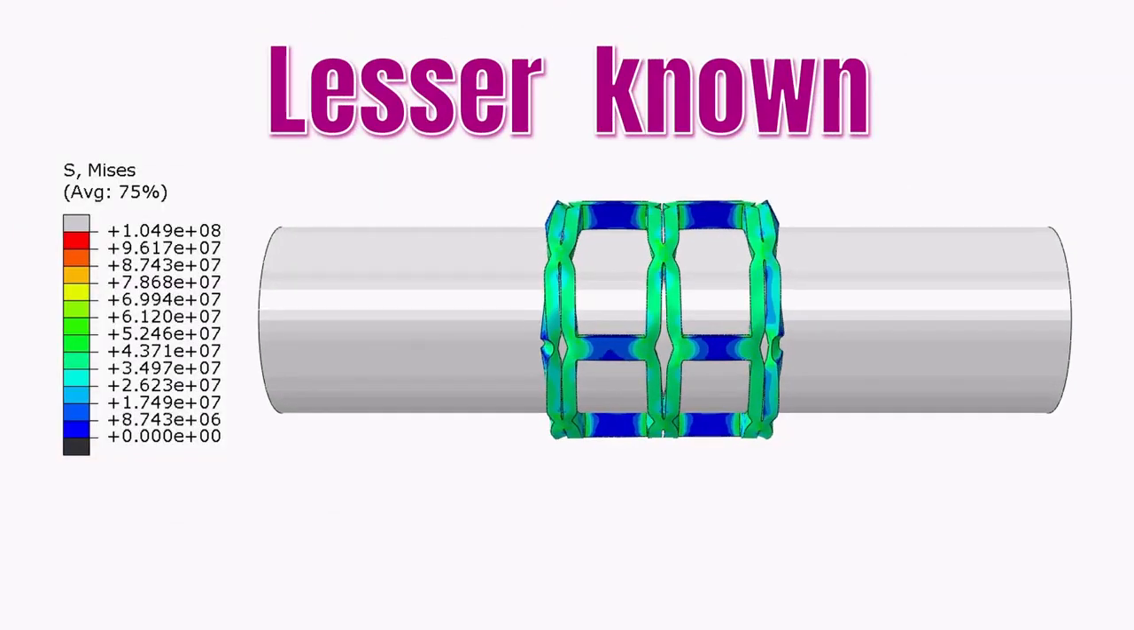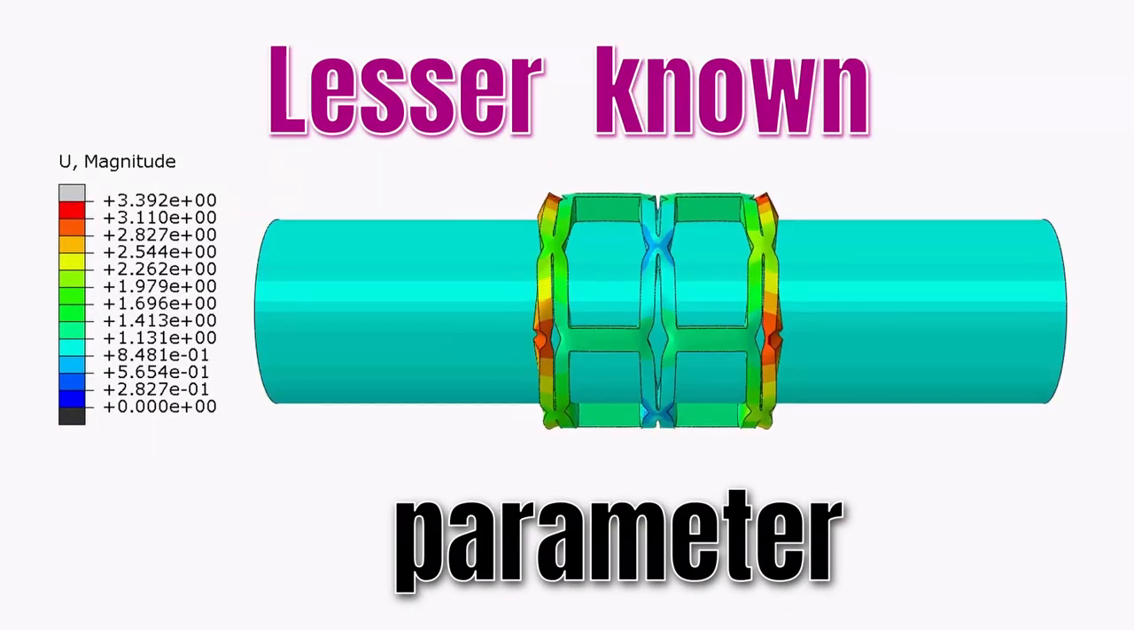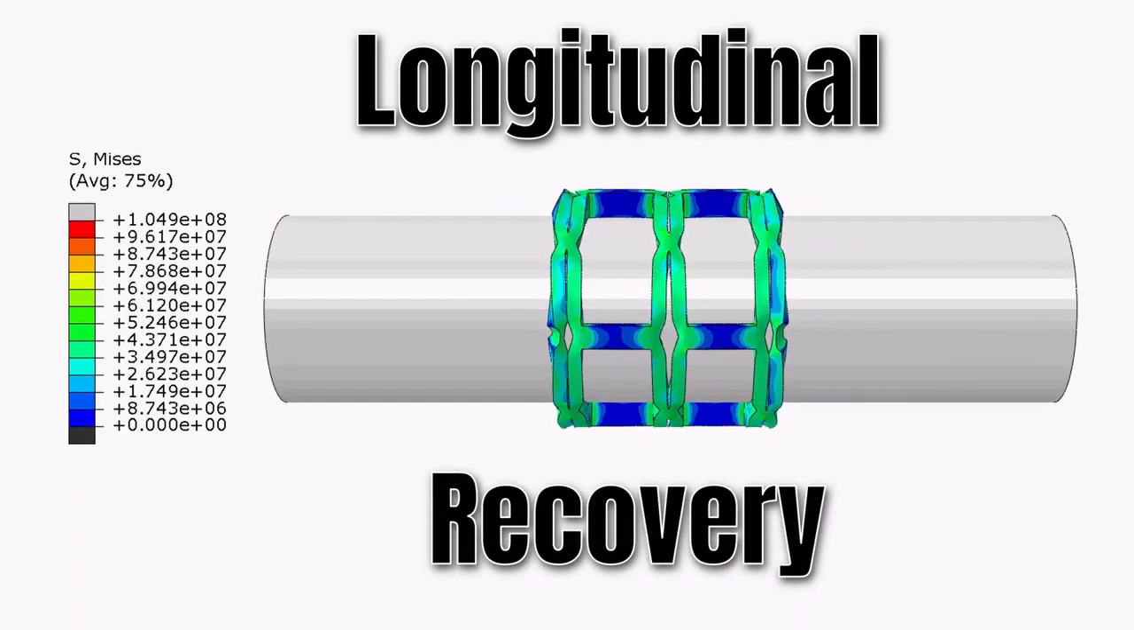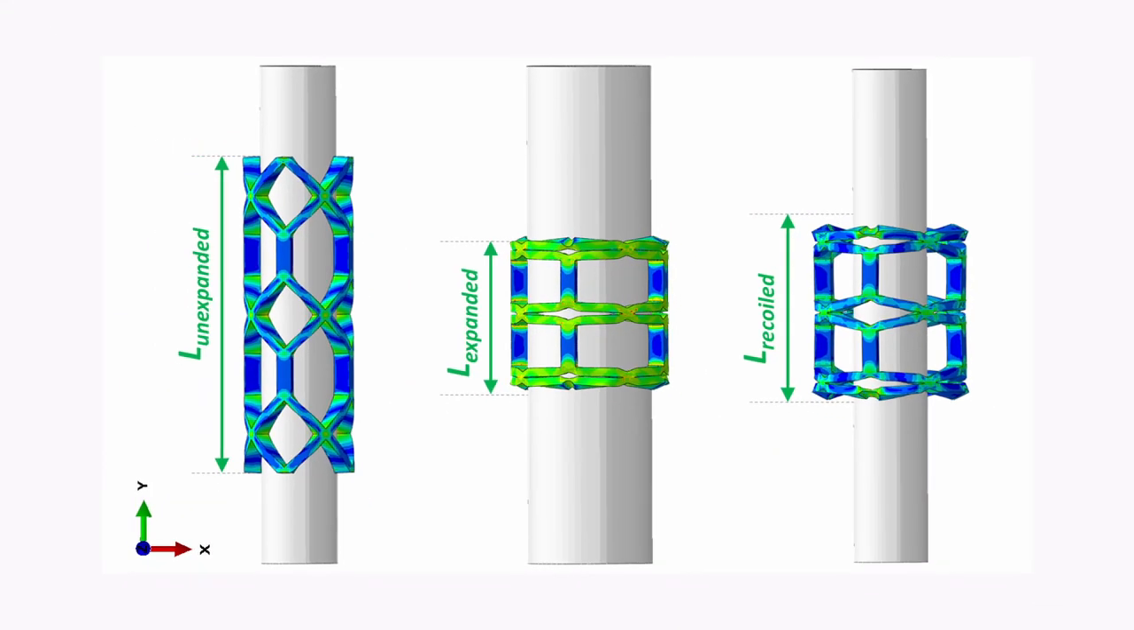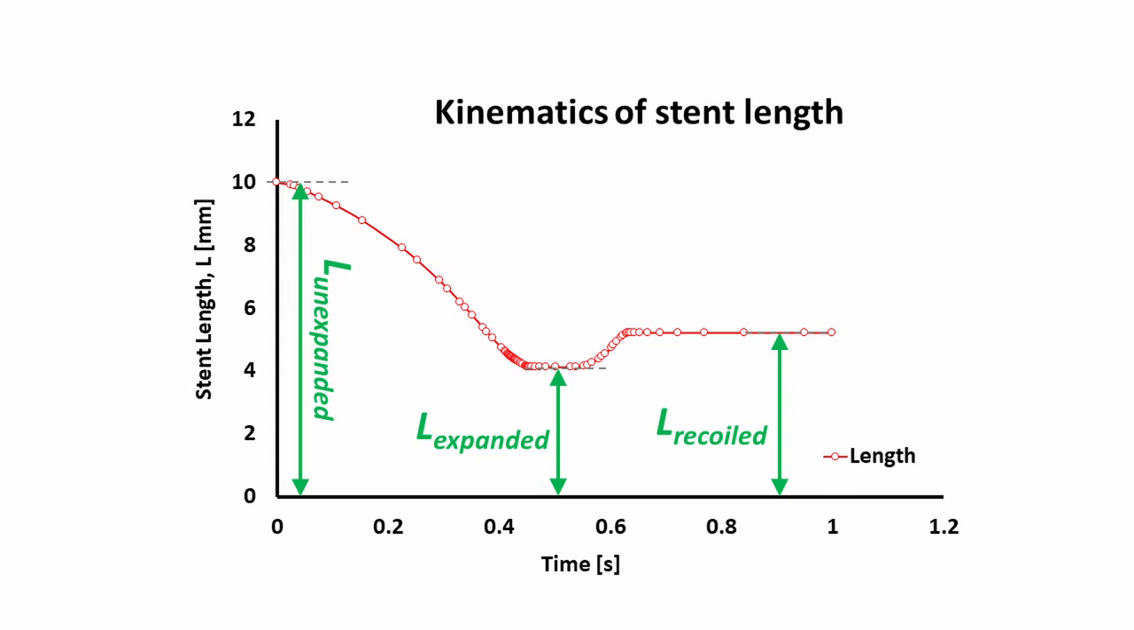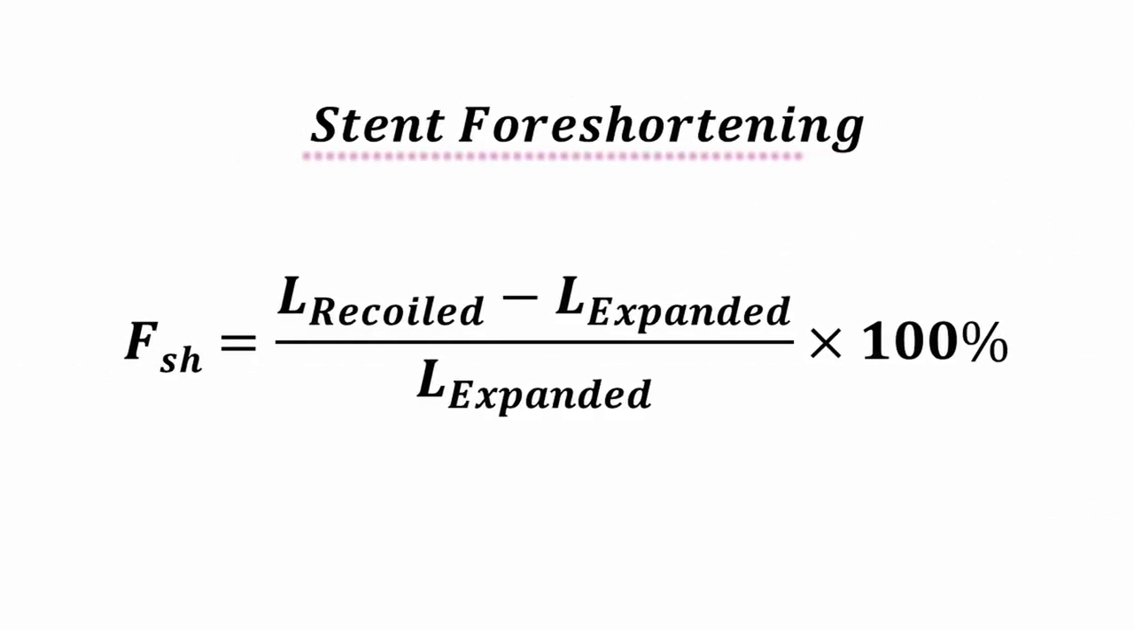There is a lesser known parameter for quantifying the structural behavior of a stent, and that is called foreshortening. It's a measure of the longitudinal recovery of a stent following the removal of the balloon. In this video, I will show you how to extract this value from an ABAQUS simulation. Let us sit back and relax as we get started with this modeling.